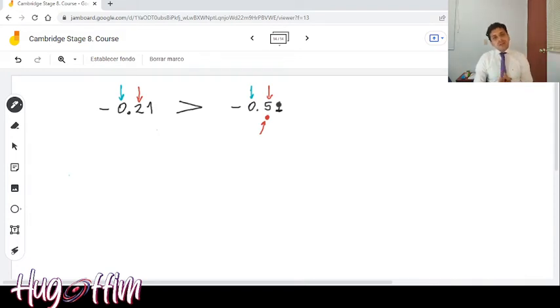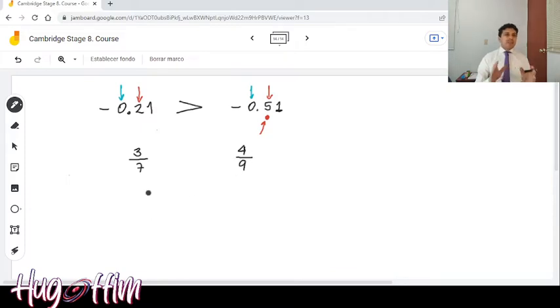Now, what is the best strategy to compare, for example, 2 fractions? Let's say that you have to compare the fraction 3/7 with the fraction, let's say, 4/9.